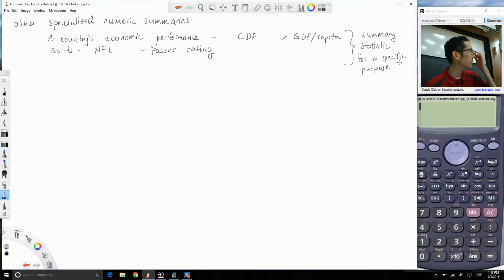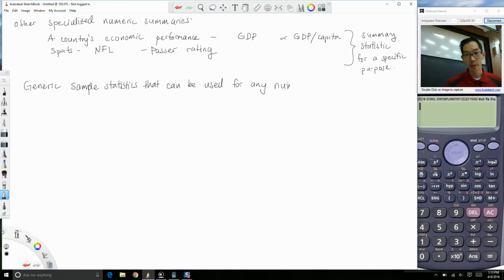All right, we also have general summary statistics or sample statistics that can be used for any numeric data set, and they serve their own purposes. So we have generic sample statistics for any numeric variable.